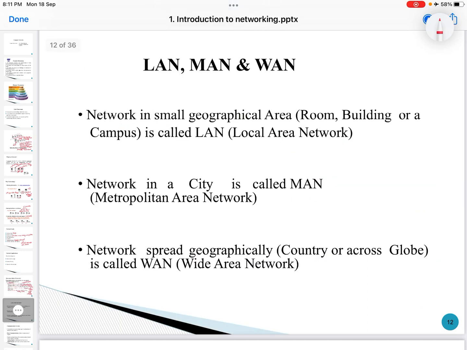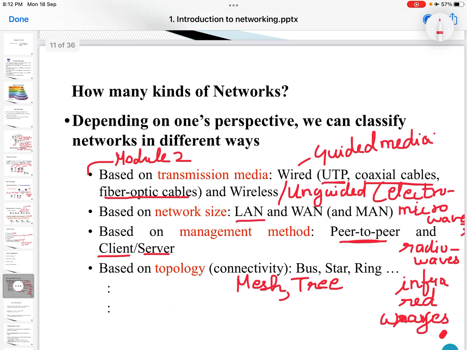Now, next part is LAN, MAN, WAN. A network in a small geographical area, such as a room, building or campus, is called LAN, local area network. A network in a city is called MAN, metropolitan area network. A network spread geographically across a country or the globe is called WAN, wide area network. So you have the three networks, LAN, WAN and MAN.